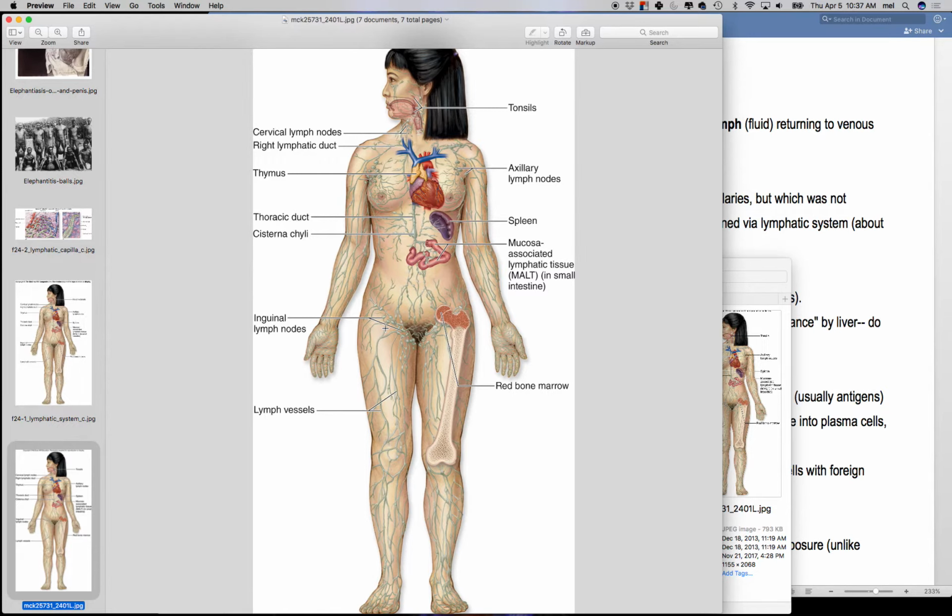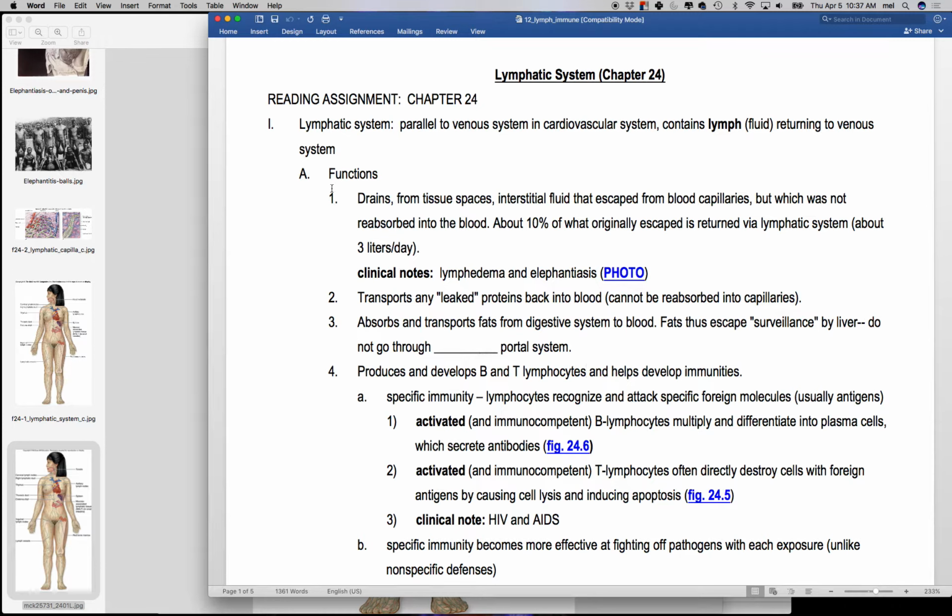In addition, anything that you leaked that couldn't be pulled back up by osmosis has to be pulled back up this way, right? And one last thing, and then I'll show you lymphedema and elephantiasis. The other thing is that fats, when you eat, fats don't get absorbed directly into the cardiovascular system. They get absorbed into the lymphatic system.